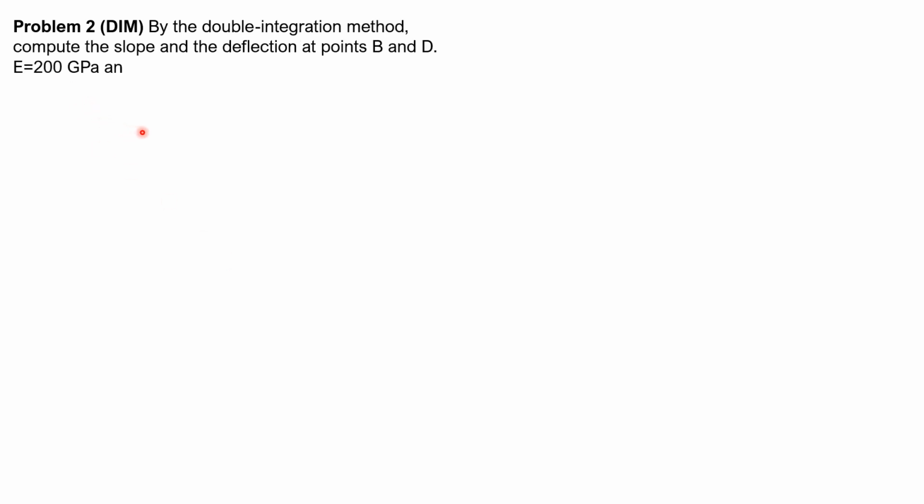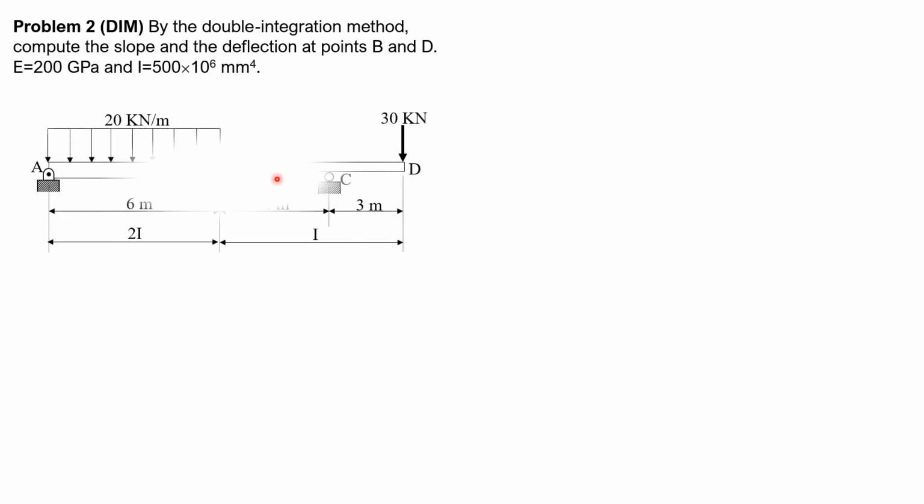So for our second example, by the double integration method, compute the slope and the deflection at points B and D. The modulus of elasticity is 200 gigapascals and the moment of inertia is 500 times 10 to the 6 mm to the fourth. So we have a composite beam. The portion AB has moment of inertia twice the given moment of inertia. So BCD has the same I. Therefore, we have two equations of the elastic curve, one for portion AB and the other one for portion BCD.